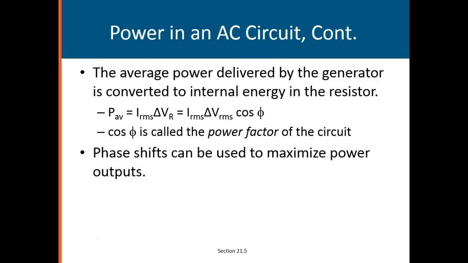So, continue with this. The average power delivered by the generator is converted into internal energy in the resistor. Either it's producing heat, it's producing light, it's turning a circuit, it's mowing your grass, whatever it's doing, producing heat in your iron, whatever.